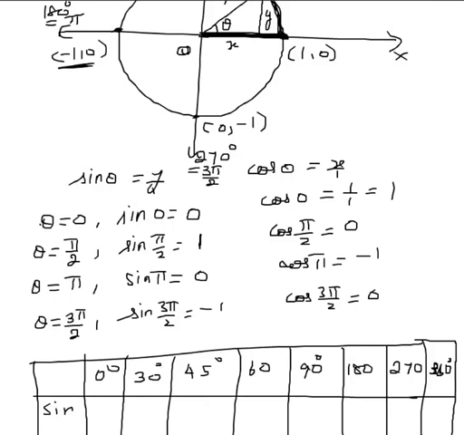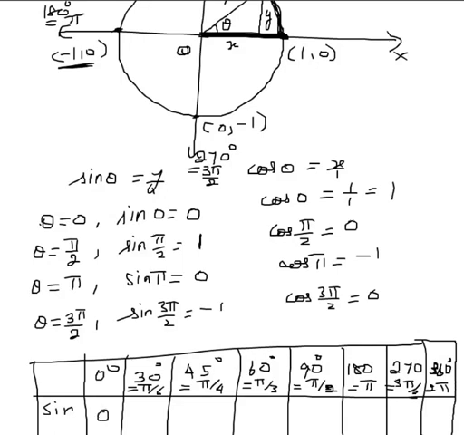30 degrees is pi by 6. 45 degrees is pi by 4. 60 degrees is pi by 3. 90 degrees is pi by 2. 180 degrees is pi radians. 270 is 3 pi by 2 radians. And 360 is 2 pi radians.